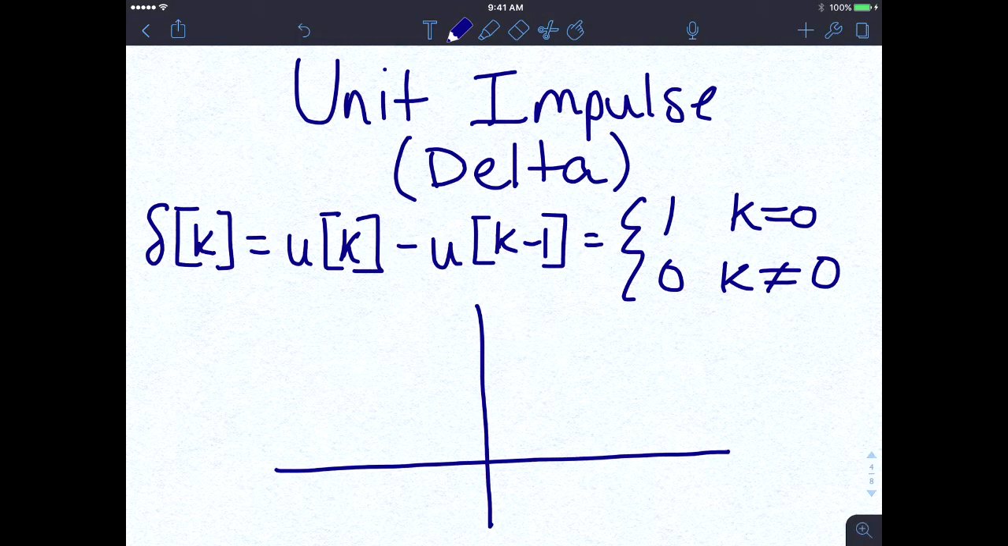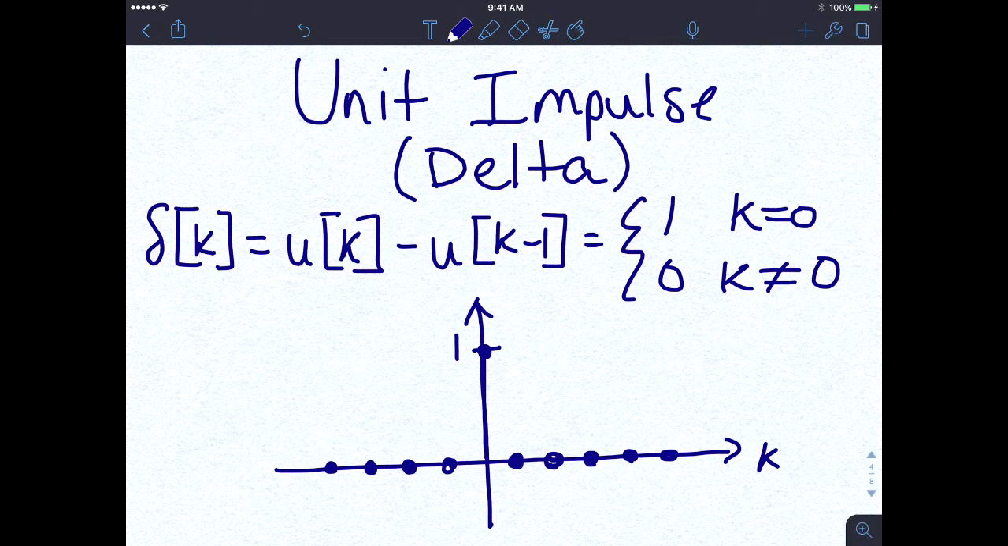So the plot for this is very simple. When k equals 0, the delta function will fire up to 1. And then everywhere else, for other values of k, delta of k equals 0.